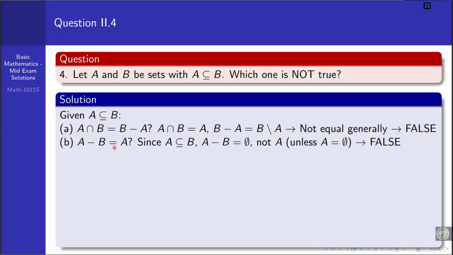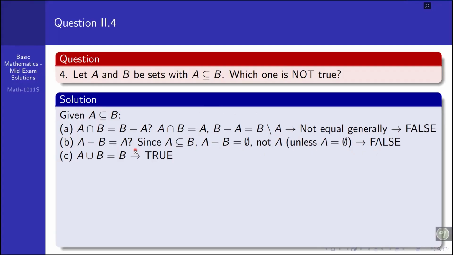Similarly, the second one, that's B: A minus B is equal to A. We know that A minus B is A without B, but what we are given here is A, a subset of B, so A minus B cannot be A, rather it must be the empty set. Because A is a subset of B, A minus B must be empty. It is not A unless A itself is an empty set, so the second alternative, B, is also false.